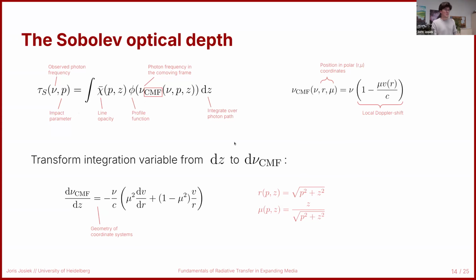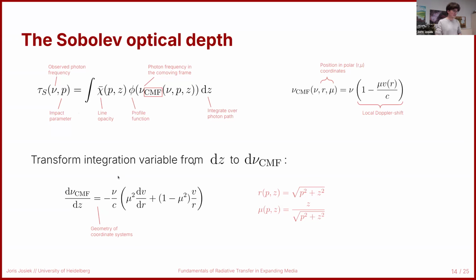And then what you want to do, though, is integrate over dz. So here we have the first time seeing how we have to use two different kinds of geometry in the same equation. So this is why it's important to always keep in mind you have this Cartesian geometry of pz and also the radial geometry of r and mu. And what you do here is you change the integration variable. So instead of integrating over dz, we integrate directly over this co-moving frequency.